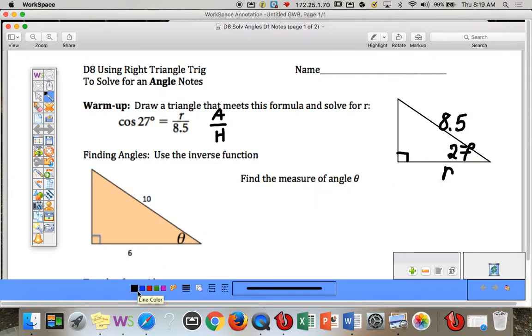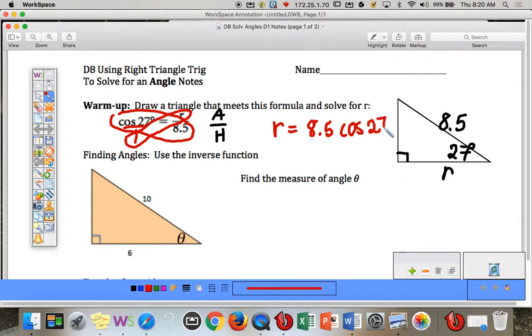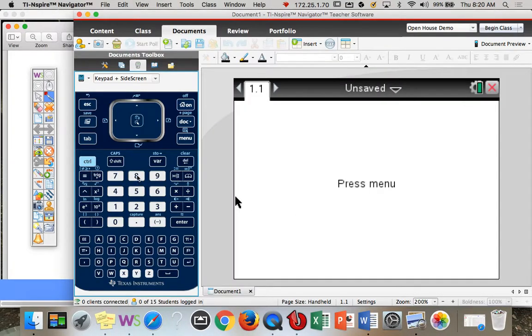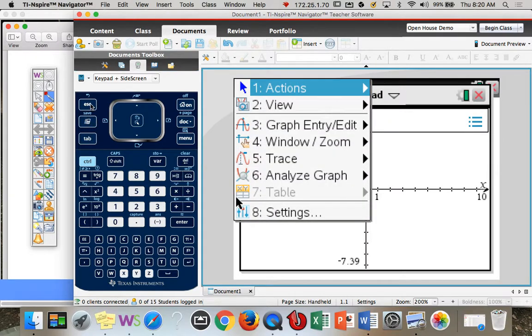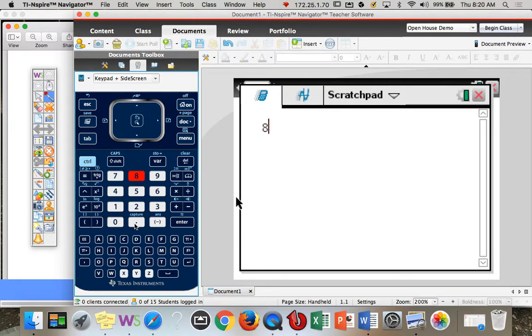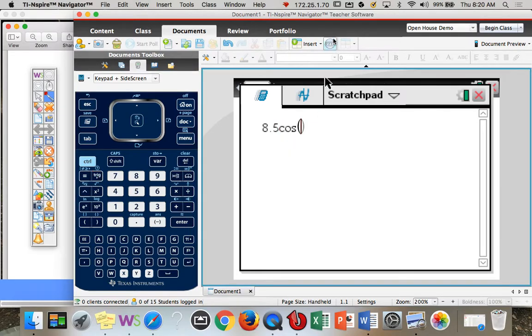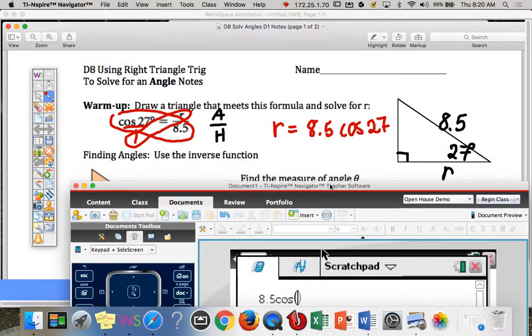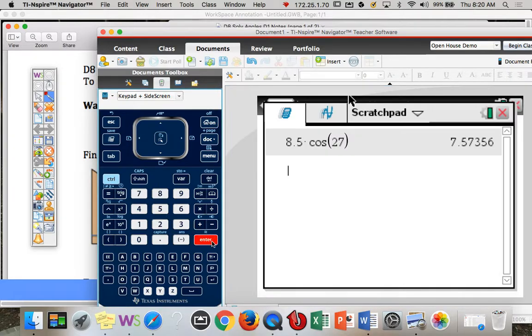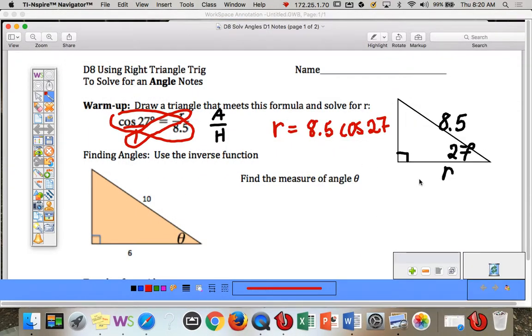And then it says to solve. So to solve, we're going to cross multiply. So we have 1r equals 8.5 cosine of 27. And we can type that into our calculator. So we have 8.5 cosine of 27. And we get 7.57. You should check and make sure your leg is smaller than your hypotenuse, and it is.